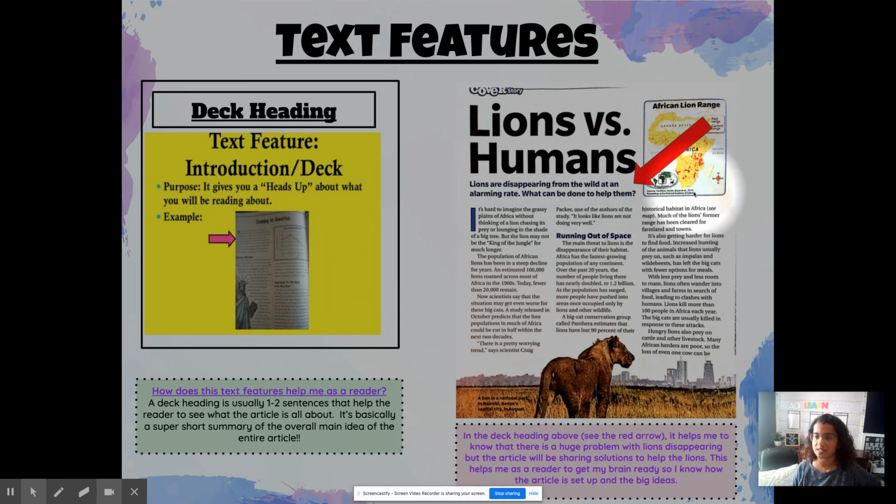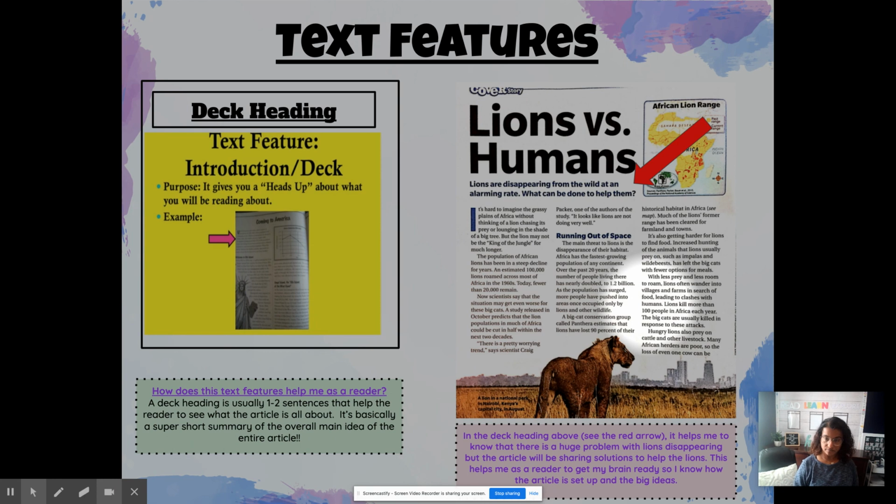And I want to show you in this article right here. This is called Lions versus Humans. That's the heading or title. And then we have Running Out of Space, which is a subheading. And then we have this part right here. Lions are disappearing from the wild at an alarming rate. What can be done to help them? That is a deck heading. Because it's like one or two sentences, it just tells me what the entire article is all about. Now this section right here is just kind of like your intro, then you get into your first subheading.